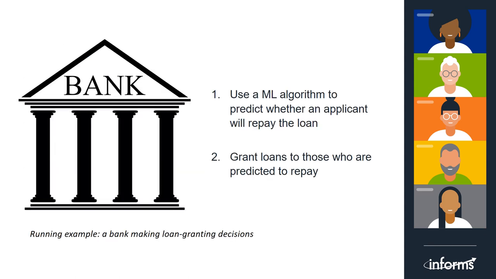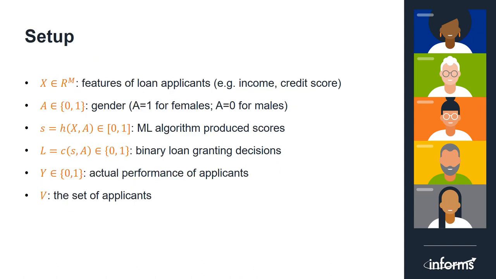To facilitate the explanation of some technical terms, I'm going to introduce a simple loan-granting example. Suppose a bank uses a machine learning algorithm to make loan approval decisions. The machine learning algorithm predicts whether each applicant will repay the loan, and the bank will only grant loans to those who are predicted to repay. The algorithm uses a set of features X to predict the probability of repayment. These do not include the sensitive features. For simplicity, we assume there is only one sensitive feature, gender, which is denoted as A.